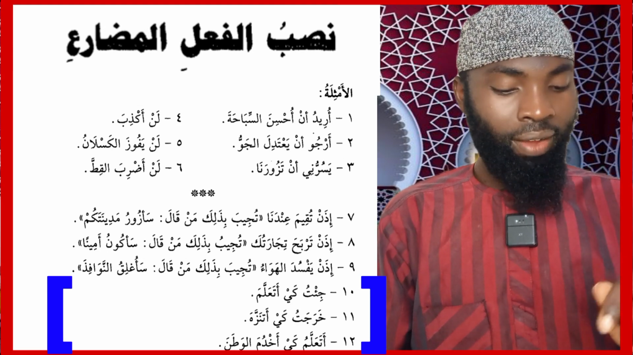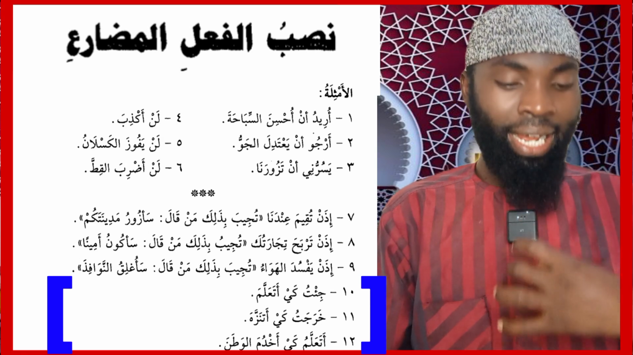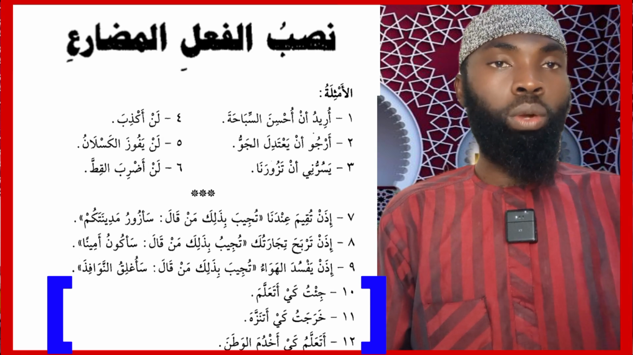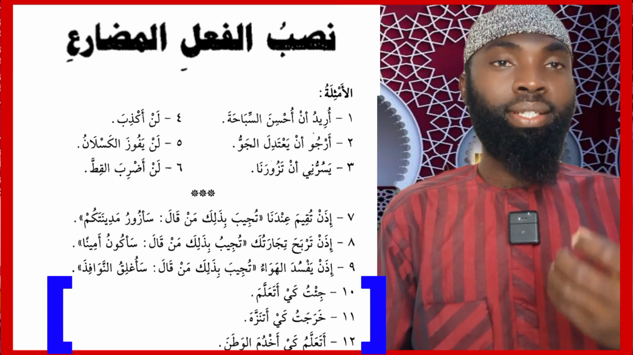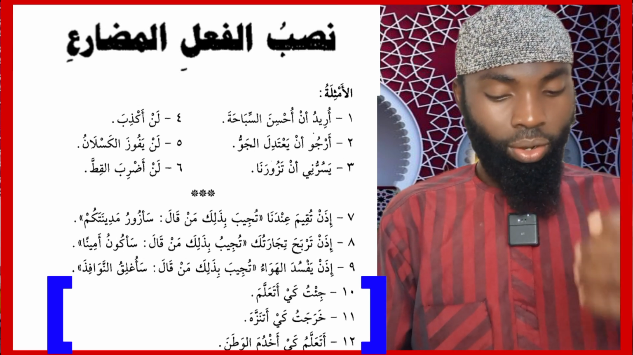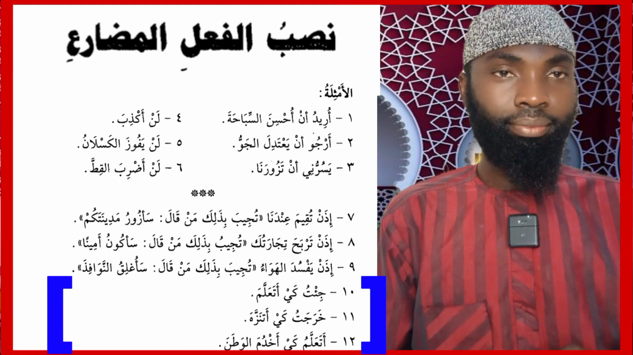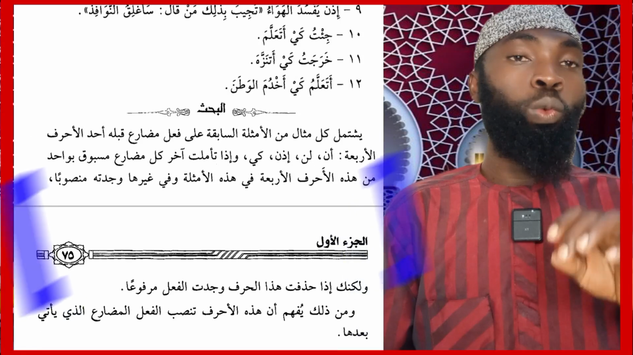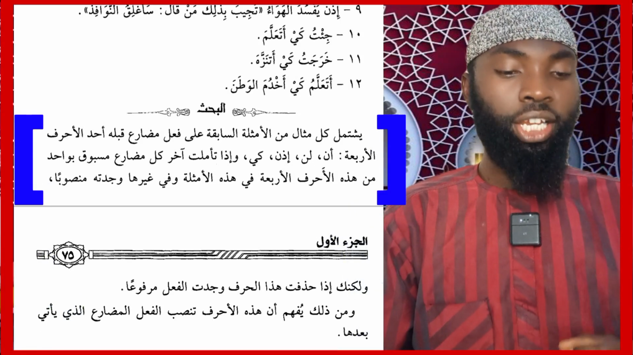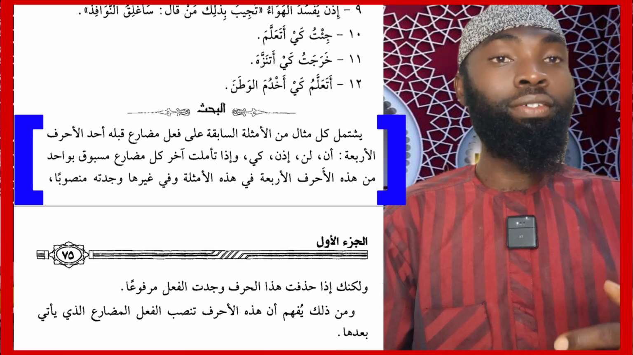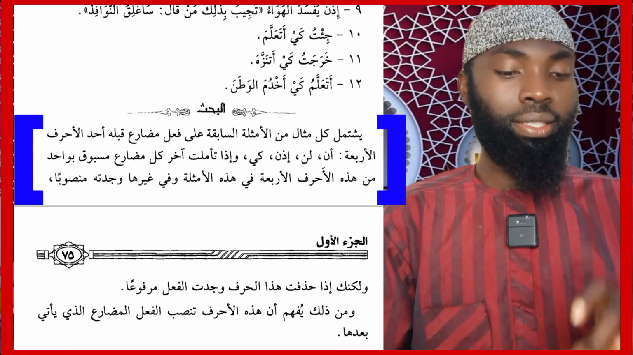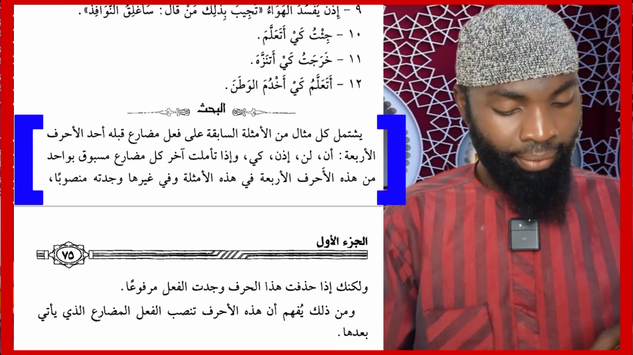Number 12, we have ata'allamu kay akhduma al-watana. I am learning in order to serve the state, in order to serve the country or the nation. Moving on to al-bahthu, which is research and detailed explanation of what we have just read out in these examples, so we know what the topic we need to learn today.